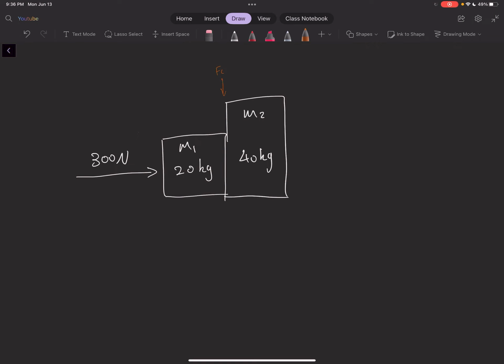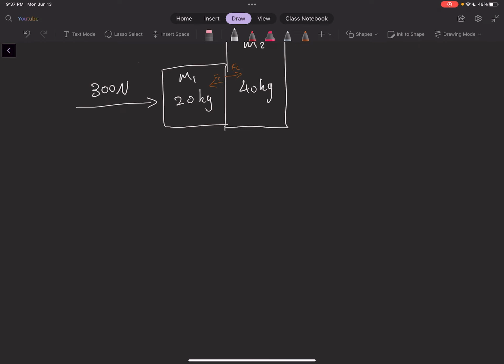The contact force is equal and opposite in magnitude, and it's felt by M2 when M1 is exerting a force onto M2. M1 is being pushed against M2, and that force is called the contact force. Vice versa, M2 is resisting that push from M1 with an equal and opposite magnitude force, which is also, of course, the contact force. So this is the force that we're trying to find.